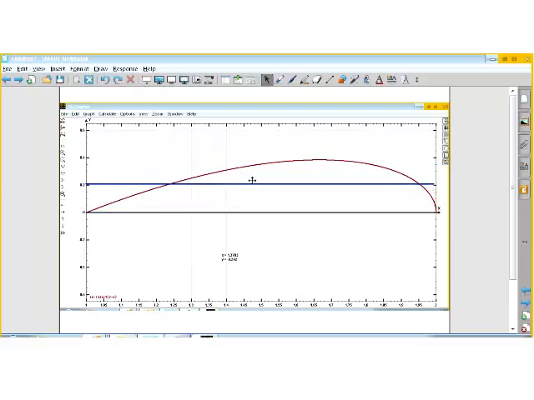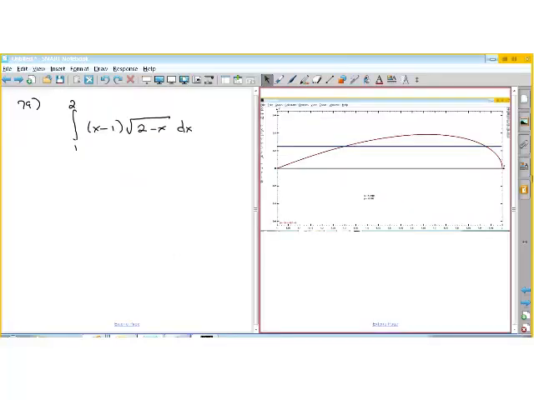The average value is probably going to be about here, which is 0.3, 0.25. So the area is approximately equal to this height, which is 0.25, times the width, which is 1, which is going to be 0.25. So that's our estimate.